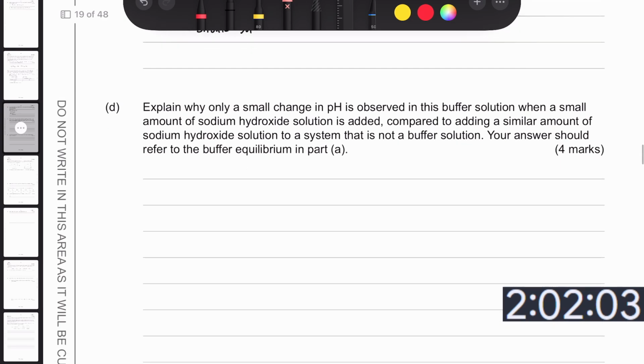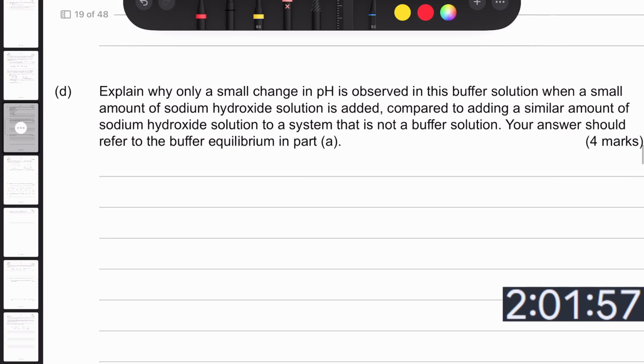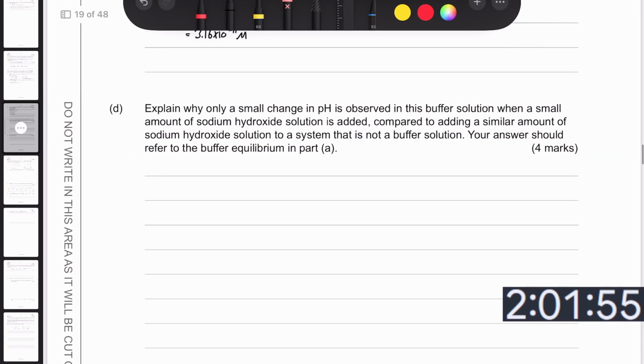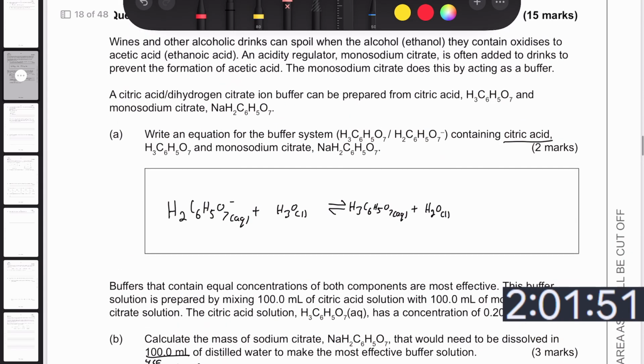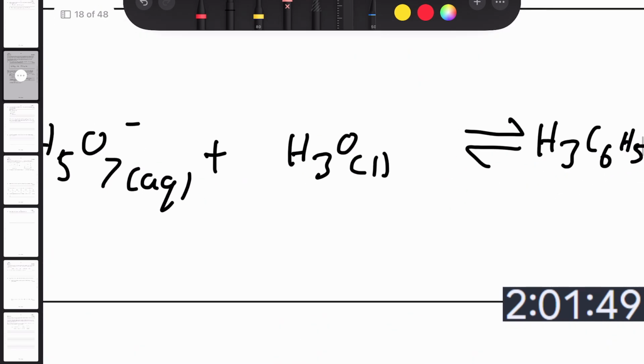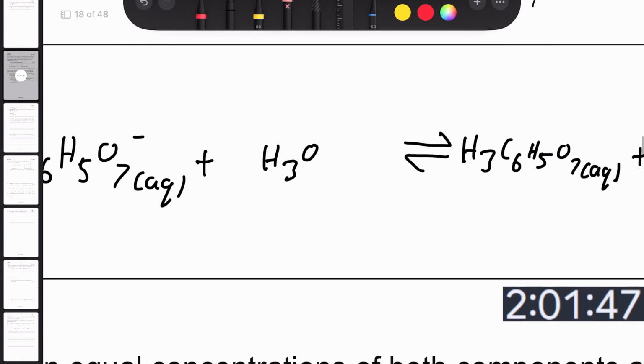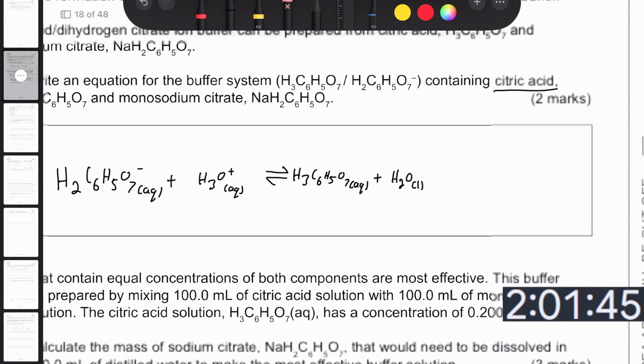Explain why only a small change in pH is observed in this buffer solution when a small amount of sodium hydroxide solution is added, compared to adding a similar small amount to a system that is not a buffer solution. Buffer equilibrium in part A. Okay. At A. Oh wait. This is wrong. This should be aqueous and this should be a positive.